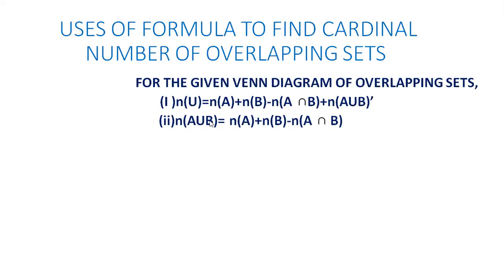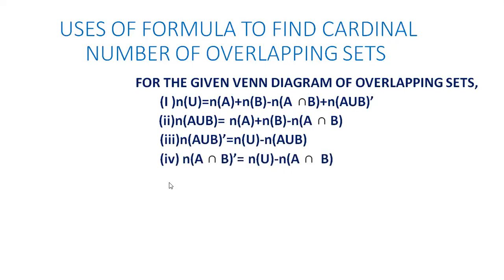Another formula is there. n(A union B) means what now? n(A union B) means n(A) plus n(B) minus n(A intersection B) is the formula. Number 3. n(A union B complement) means what? n(A union B complement) means n(U), the universal set, minus n(A union B). Next one, look here. n(A intersection B complement) means what? Complement means we are going to subtract. Whichever complement we are going to find, that we have to subtract from the universal set. n(U) minus n(A intersection B).